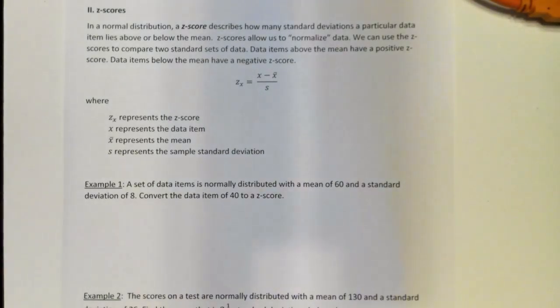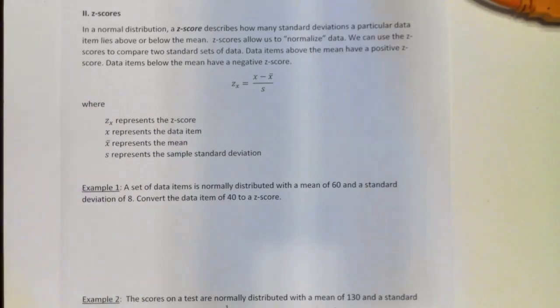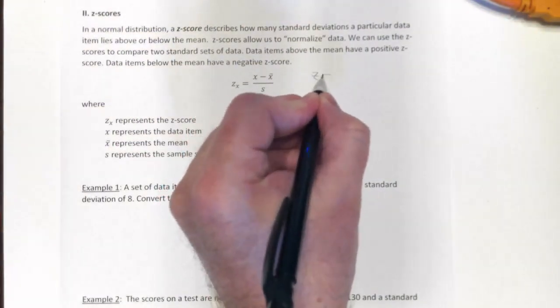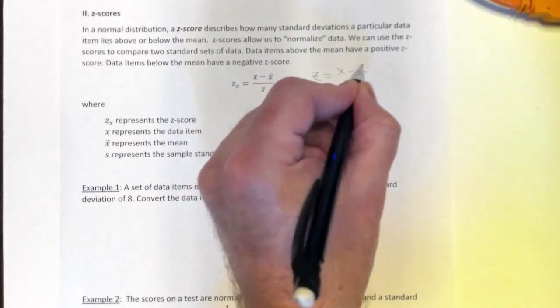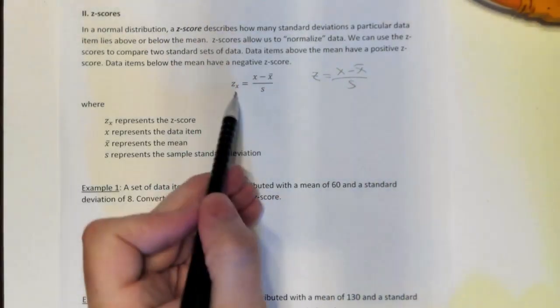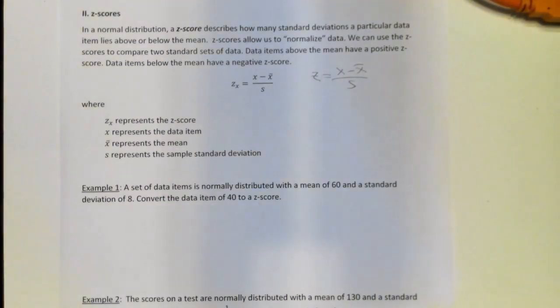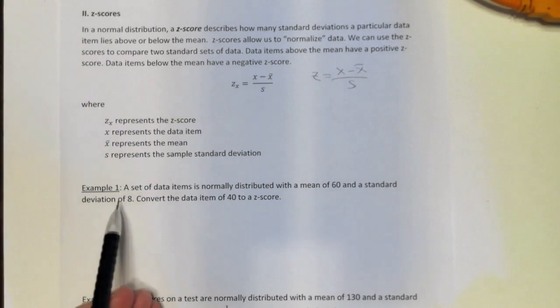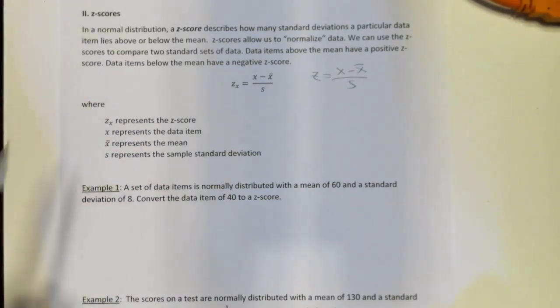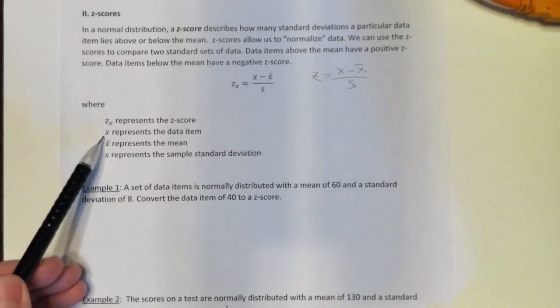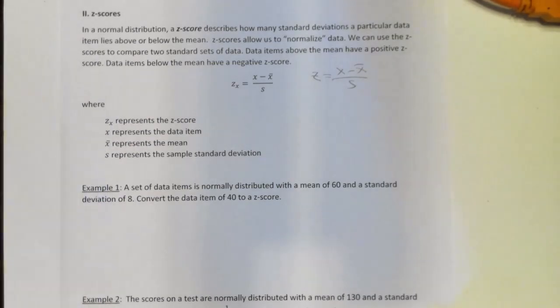Okay? So if we have a positive z-score, that means that the data item is above the mean. If it's negative, it means it's below the mean. And there's our formula. If you don't like this subscript, you could think of it as just z equals x minus x bar over s. I use the subscript because that's what the book does, and later on they'll use subscripts in some of the examples. So z is the z-score that we're usually looking for, x is the data item, x bar is the mean, we know that, and s is the standard deviation.